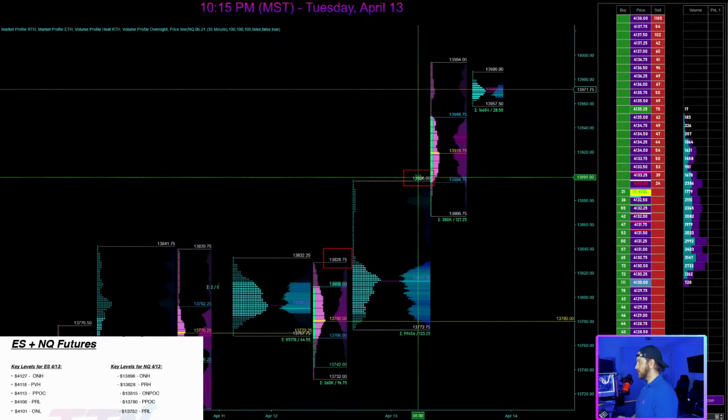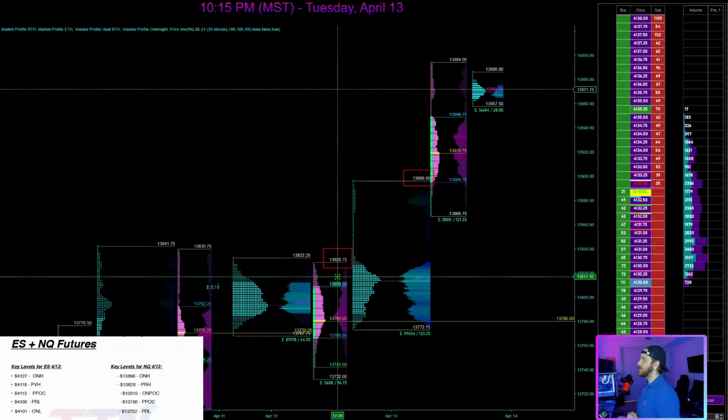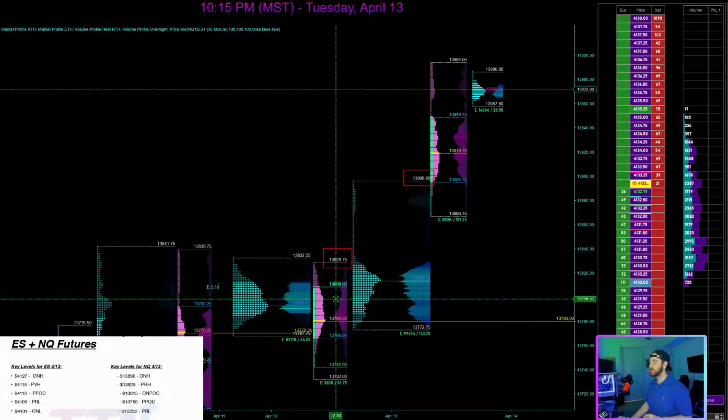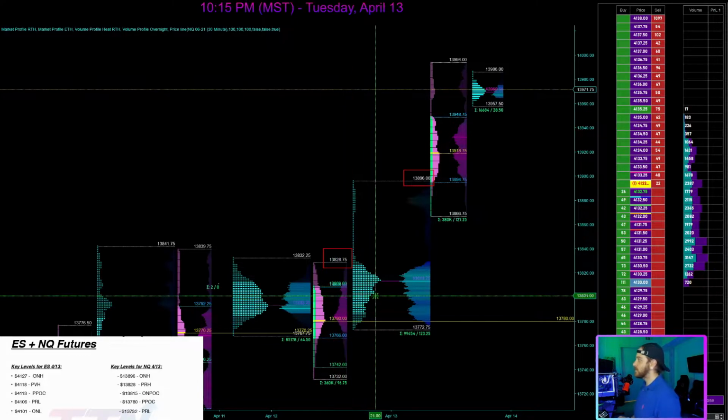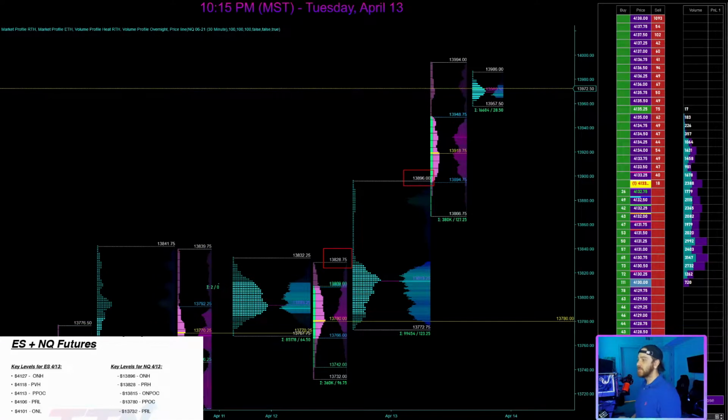So just to reiterate, first key level was 13,896, the overnight high. Second level was the prior range high at 13,828. That was, again, the range high from the April 12th session. The third level I was interested in was the overnight point of control right below that at 13,813. You can see on the trade plan here, I had it at 13,815, just a couple points away from that.